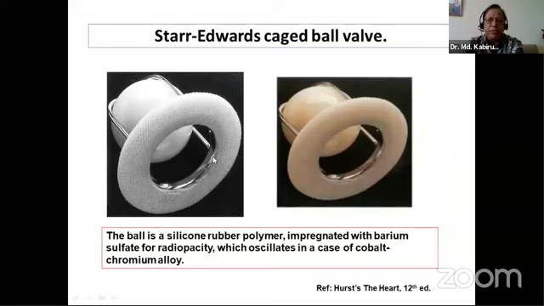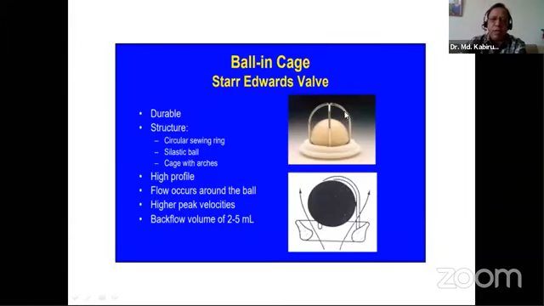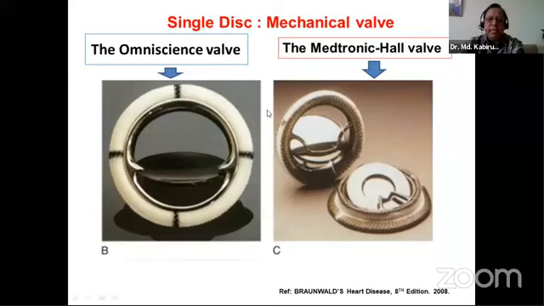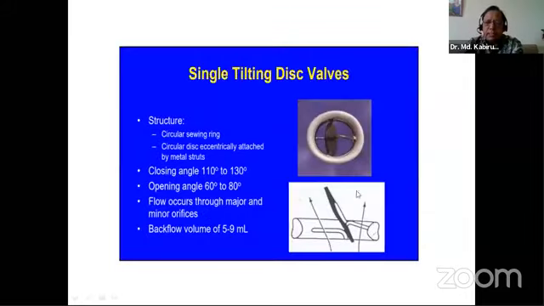This is the picture of the Starr-Edwards caged ball valve. This is the sewing ring, this is the metallic cage, and this is the ball. You can see the ball in the cage of the Starr-Edwards valve. This is the flow pattern around the valve. And this is a single disc mechanical valve. You can see this is the sewing ring, this is the metallic frame, and this is the disc. There are two orifices, one major and another minor. And this is the flow around the single disc valve.